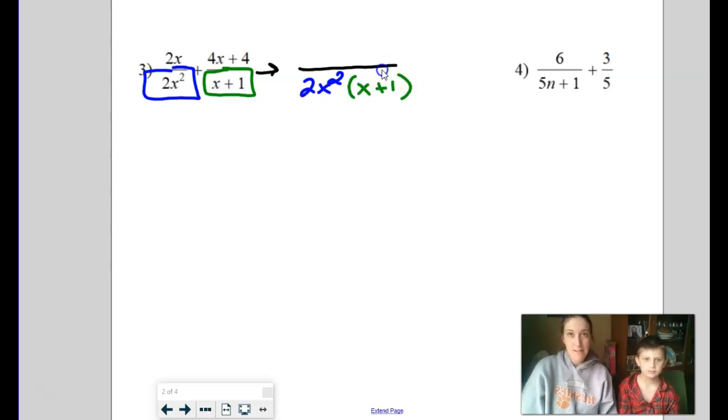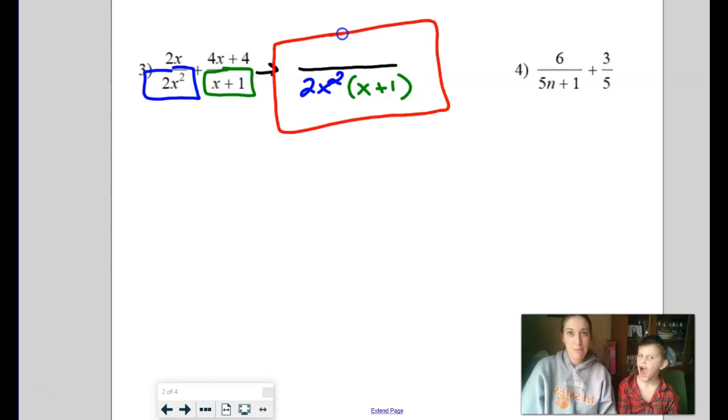And that's it, guys. That's all I need you to do today, is identify what would be your least common denominator. That's it, right? You just write down what you see. It's going to get a little more complicated in a minute.